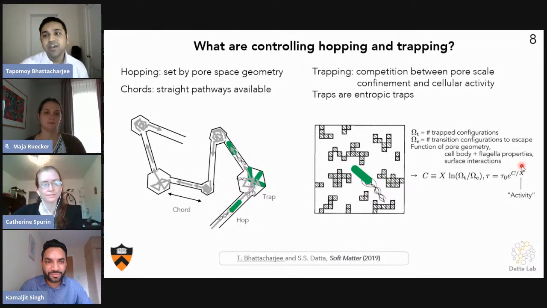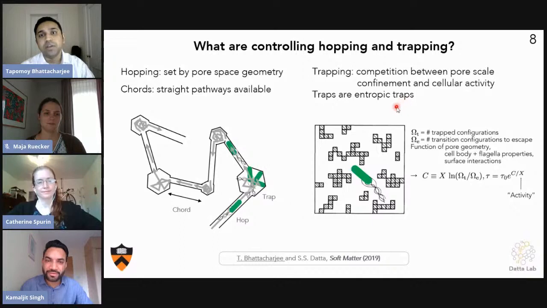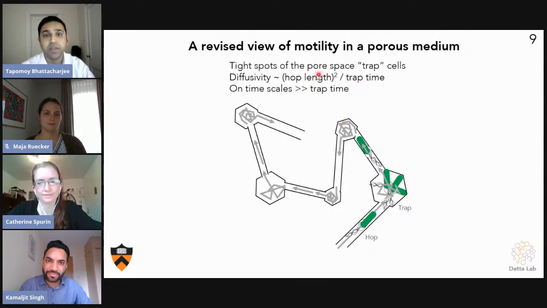So when you change the activity, your bacteria get trapped way longer compared to when you have the cells dispersed at regular room temperature. So your diffusivity starts to decrease a little bit because the activity is reduced and you're trapping things for a longer time. Since your diffusivity is given by the hop length squared over the trap time, the hop length changes a little bit too, but sorry, the hop length doesn't change, because the hop lengths are pore space dependent and you do not change the pore space. But your trap time changes because of the activity, so your diffusivity starts to go down.